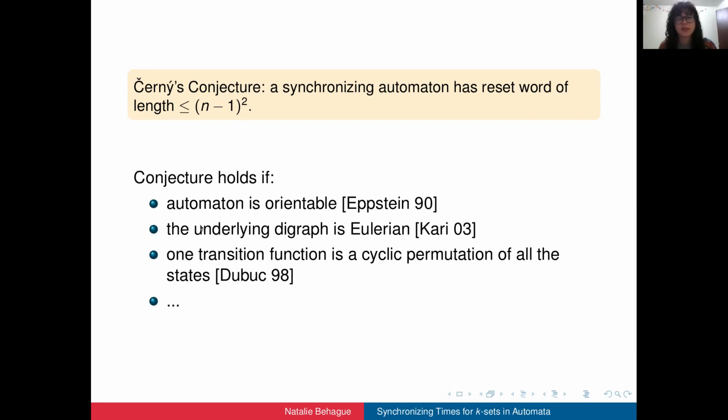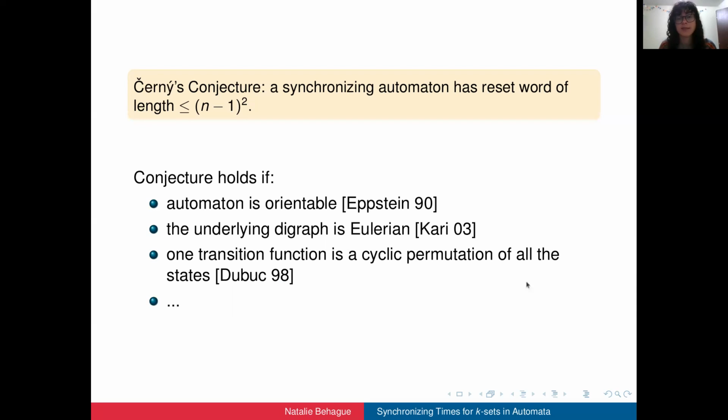Every automaton has an underlying directed graph where you just remove the labels from the mappings and think of them as directed edges. If that directed graph is Eulerian, it turns out the conjecture holds. It was proved by Carey in 2003.